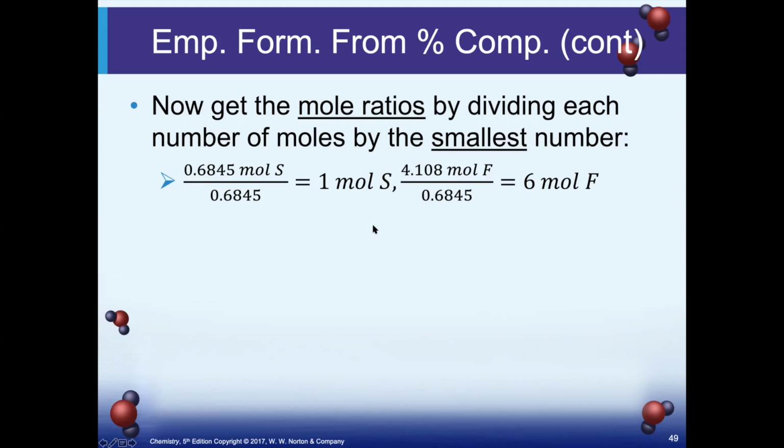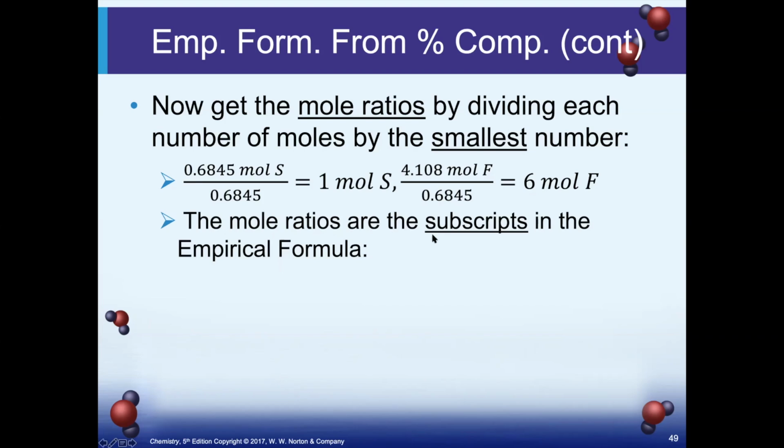Okay, so the mole ratios are the subscripts in the empirical formula. So what I just calculated here and here are the subscripts that I put into the empirical formula. And remember a subscript of 1 is implied. I don't have to write it explicitly. Okay, so there's 6 sulfurs. So that's how you go from percent composition to the empirical formula.